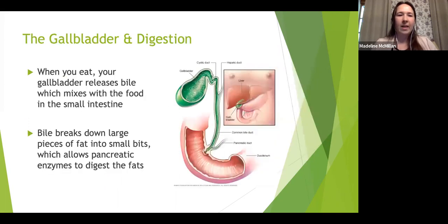So again, the gallbladder stores bile and it releases bile when you start to eat. Bile is very important for the digestion of fats. You start to eat and your gallbladder will release bile into your small intestine, and bile works to break down large pieces of fat. It emulsifies the fat to make it into small pieces, and that allows your pancreatic enzymes to further digest fats.